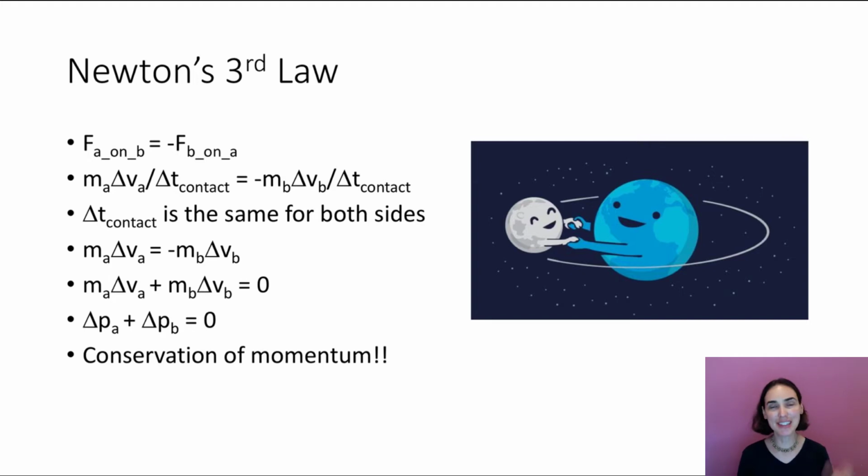What's the change in time? Well, it's the time that the two objects are interacting, the time when they're in contact for collisions, or just their interaction time more generally. But that's the same, because when object A is interacting with object B, B is interacting with object A. So delta T contact is the same for both sides. That means that the mass of A times its change in velocity is equal and opposite to mass of B times its change in velocity, which is the conservation of momentum. So Newton's third law and the conservation of momentum are the same thing.